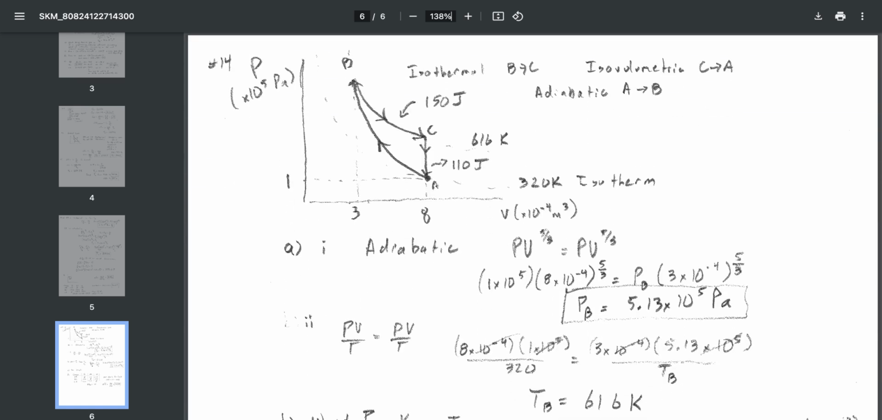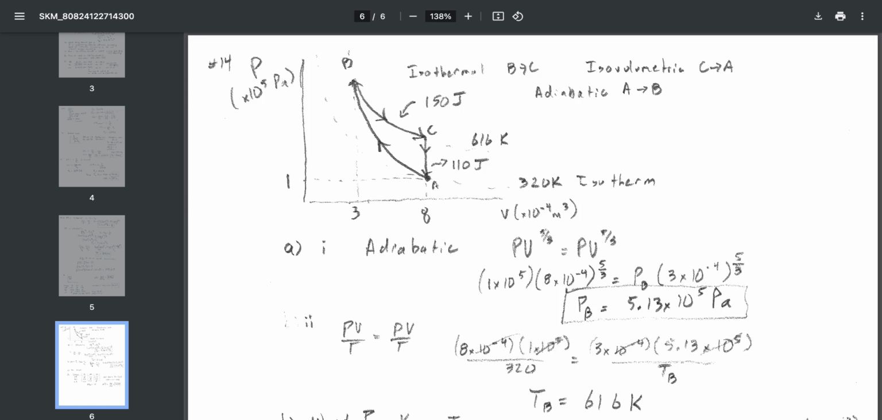All right, finally, 14. This one was long, just like the last one. I did a better job of diagramming this one for you. So we got pressure, volume, and we have monatomic gas, temperature of 320. So here's my 320 Kelvin isotherm. Pressure is 1 times 10 to the 5th. That's nice. Volume starts off at 8 times 10 to the negative 4th.